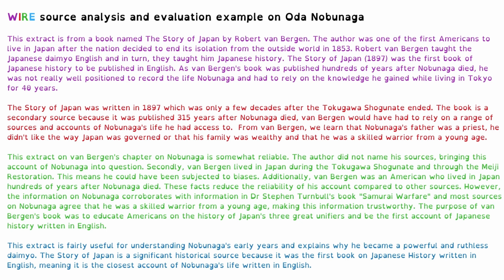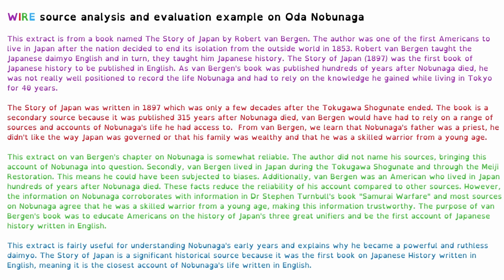As Van Bergen's book was published hundreds of years after Nobunaga died, he was not really well positioned to record the life of Nobunaga and had to rely on the knowledge he gained when living in Tokyo for 40 years. Going through my information now. The Story of Japan was written in 1897, which was only a few decades after the Tokugawa shogunate ended. The book is a secondary source because it was published 315 years after Nobunaga died. Van Bergen would have had to rely on a range of sources and accounts on Nobunaga's life that he had access to. From Van Bergen, we learn that Nobunaga's father was a priest, he didn't like the way Japan was governed or that his family was wealthy, and that he was a skilled warrior from a young age.